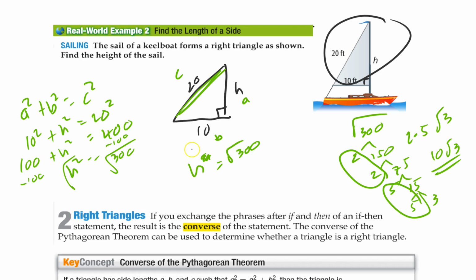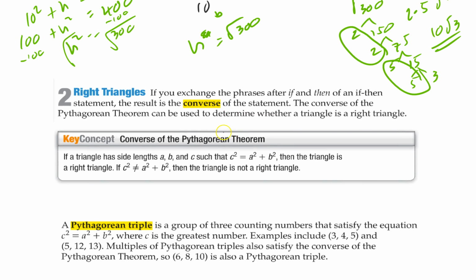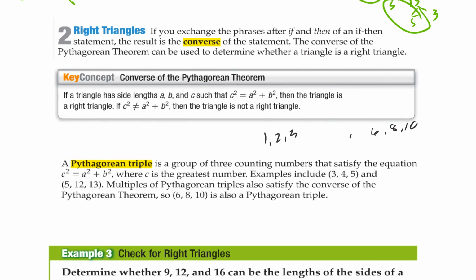Okay, next one. Now let's use the converse of the Pythagorean theorem. Converse means let's use it backwards. So what does that mean? I'm going to give you 3 numbers, something like 1, 2, and 3, or 6, 8, 10. Now I want you to tell me if they're a right triangle or not. Now how do we do that? We're just going to use our famous formula.